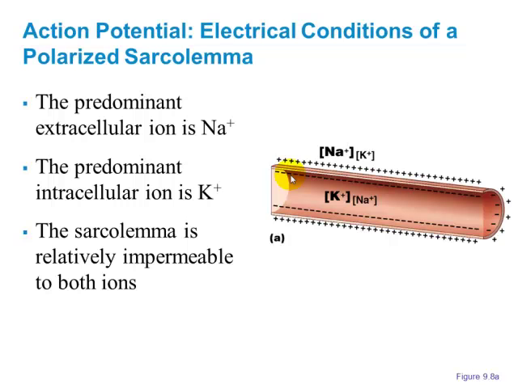Now, for the most part, we'll see that the sarcolemma, the plasma membrane of the muscle cell, is impermeable to both of these ions. So the ions cannot pass through willy-nilly. They're only going to be able to pass through certain types of channels. They have to have a protein that's embedded in the plasma membrane so they can pass through.